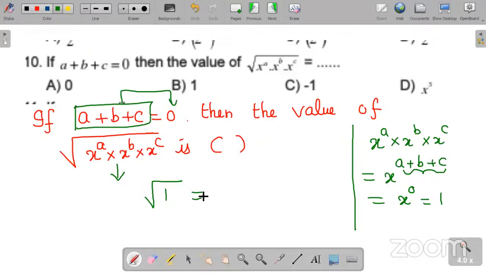Tell me, what is your answer? Root of 1. Very good, Anna. Root of 1 is 1. So B is the right answer. B is the right answer. So did you get the idea?